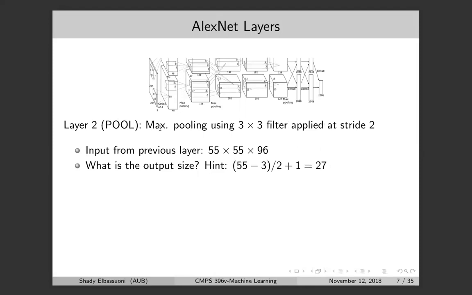Layer 2 was maximum pooling using a 3 by 3 filter applied at stride of 2. The input from the previous layer is 55, so the input coming to the pooling is 55 by 55 by 96. What is the output size? Any thoughts?